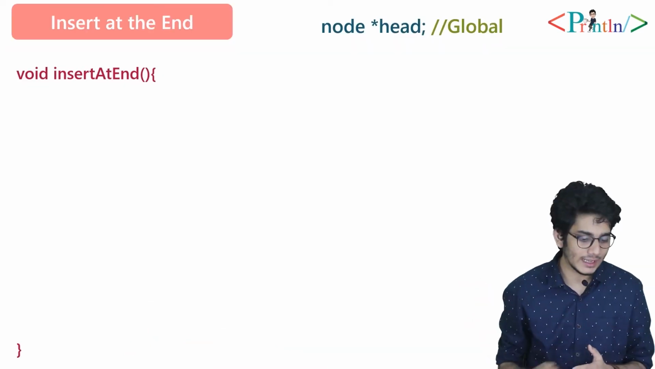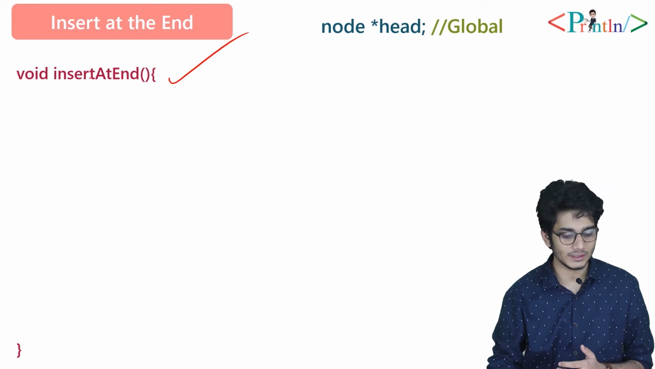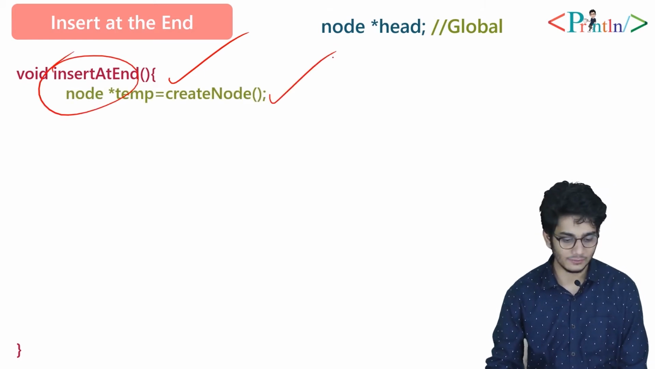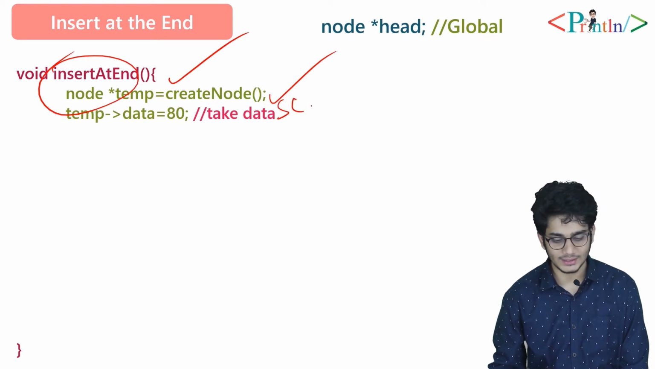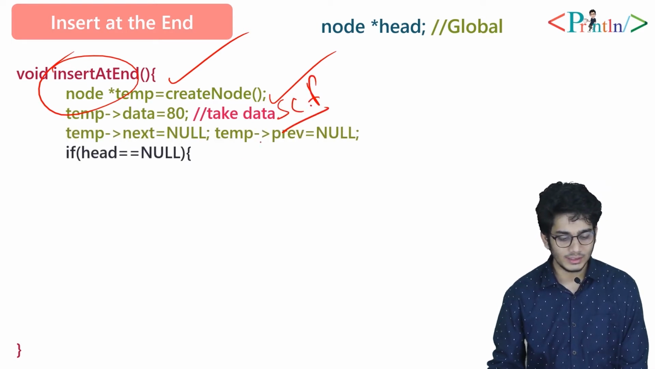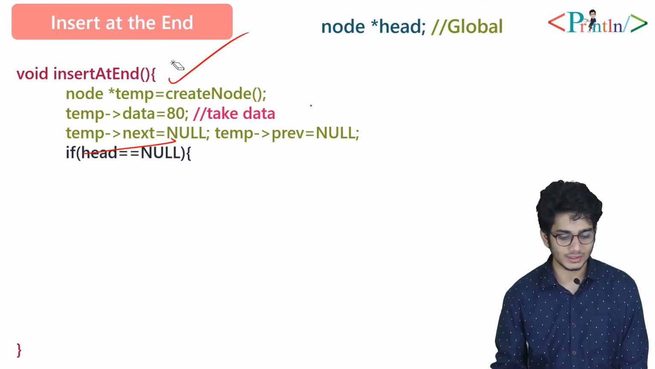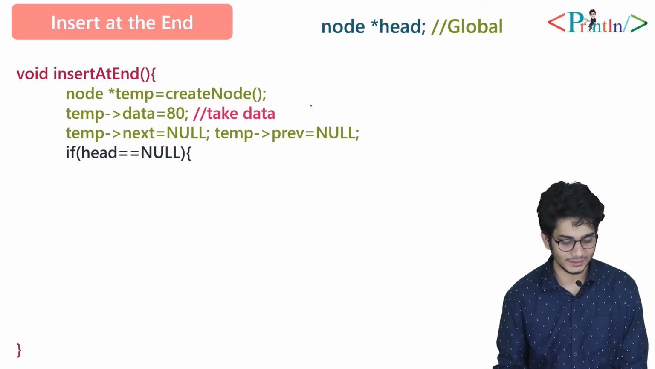As you can see on my screen, void insert end is written over there. This is the function. Then we'll create a node. We'll take the value from the user. Here we can write scanf. Then we'll set temp next and temp prev equals to null. I think these portions are clear. These are the very basics.